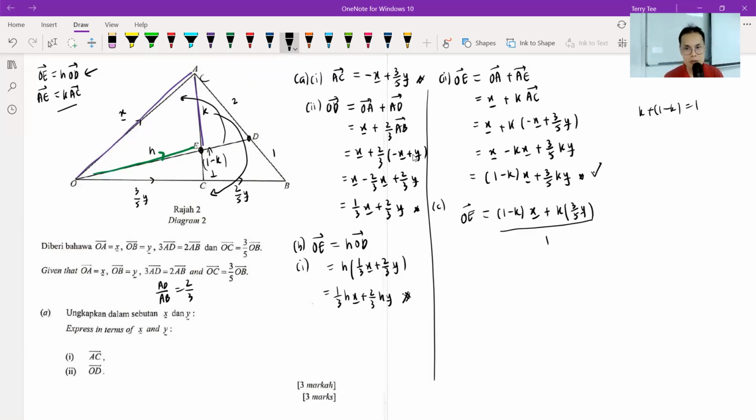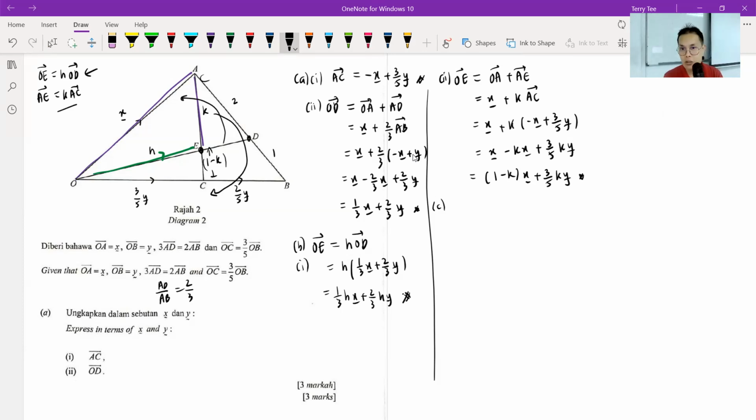But I know, for exam purposes, you don't want to do that because you don't want to lose marks for working. But just so you know, this is a fast way for you to double check or to get the answer. Okay, I want to solve for H and K now. So let's compare the two versions. The first version of OE is this. The coefficient of X is this.